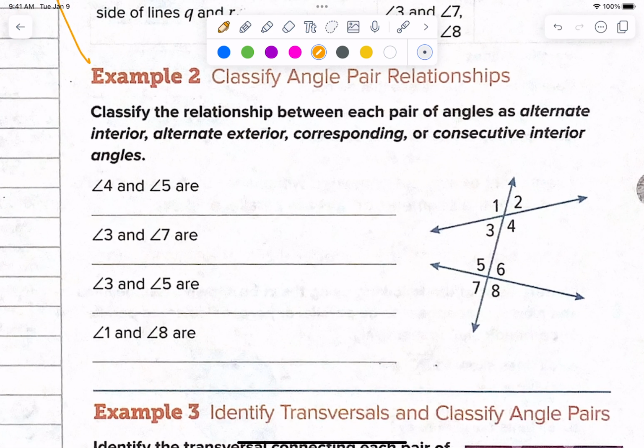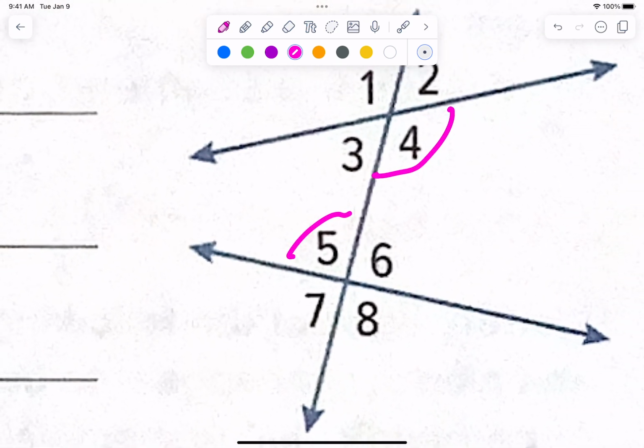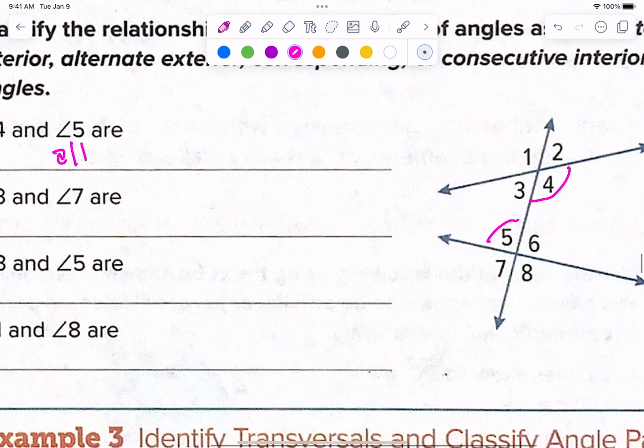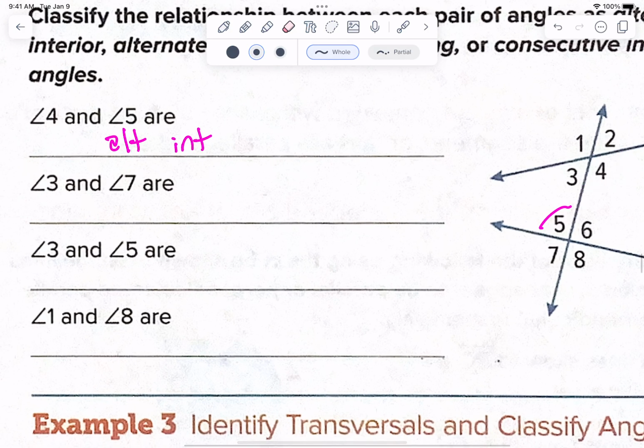These are really fast. Okay? It says classify the relationships. So they first give us angle 4 and angle 5. This guy here and this guy here. These lines are not parallel, but it doesn't matter. What are 4 and 5 in relationship? They are alternate interior. Do you see how that works? You can abbreviate ALT-INT. That's perfectly fine.